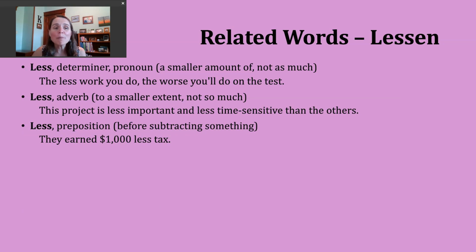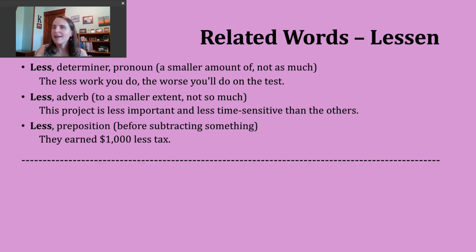Less can also be used as a preposition. Many times people use it to talk about a figure or an amount before they subtract something else. An example of this: they earned $1,000 less tax. Okay, so what we're saying here is this is how much money they made, but that's not exactly how much they received, right? We had to subtract maybe employment taxes, income taxes, etc.